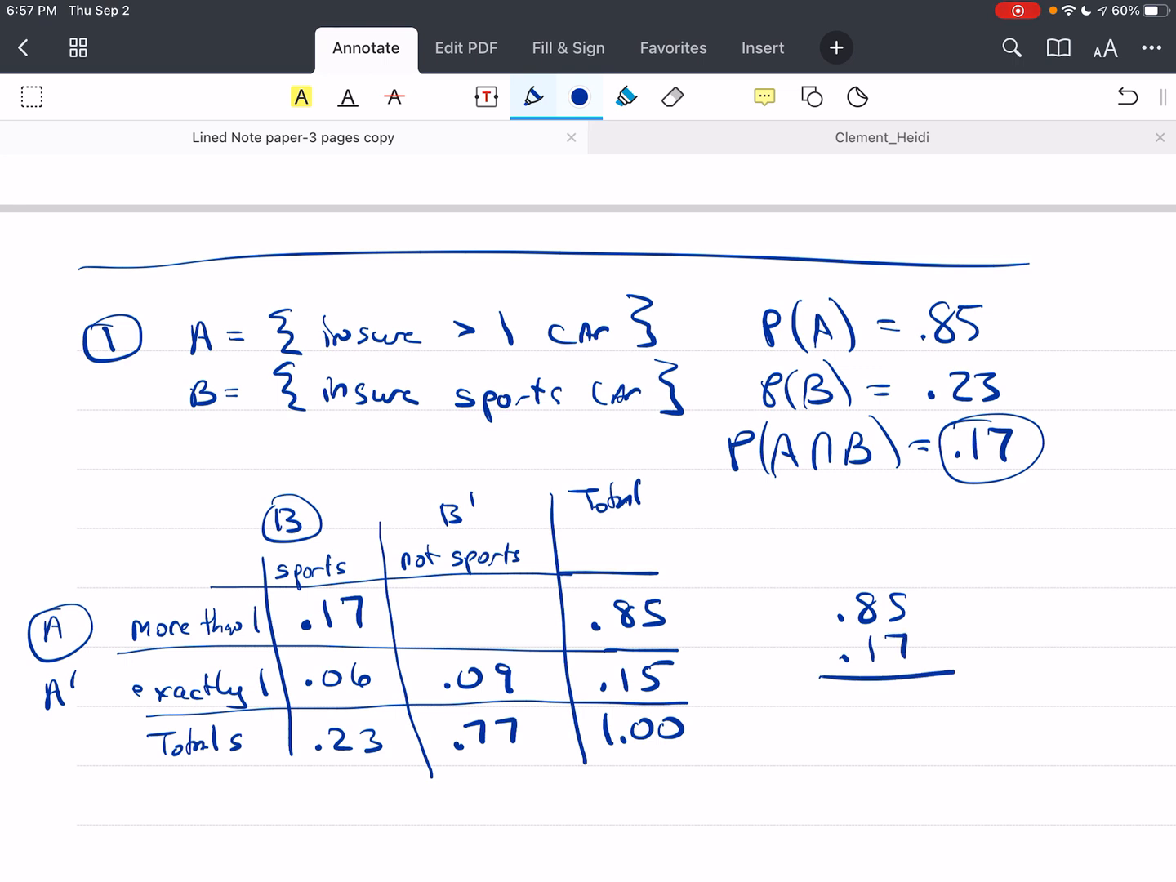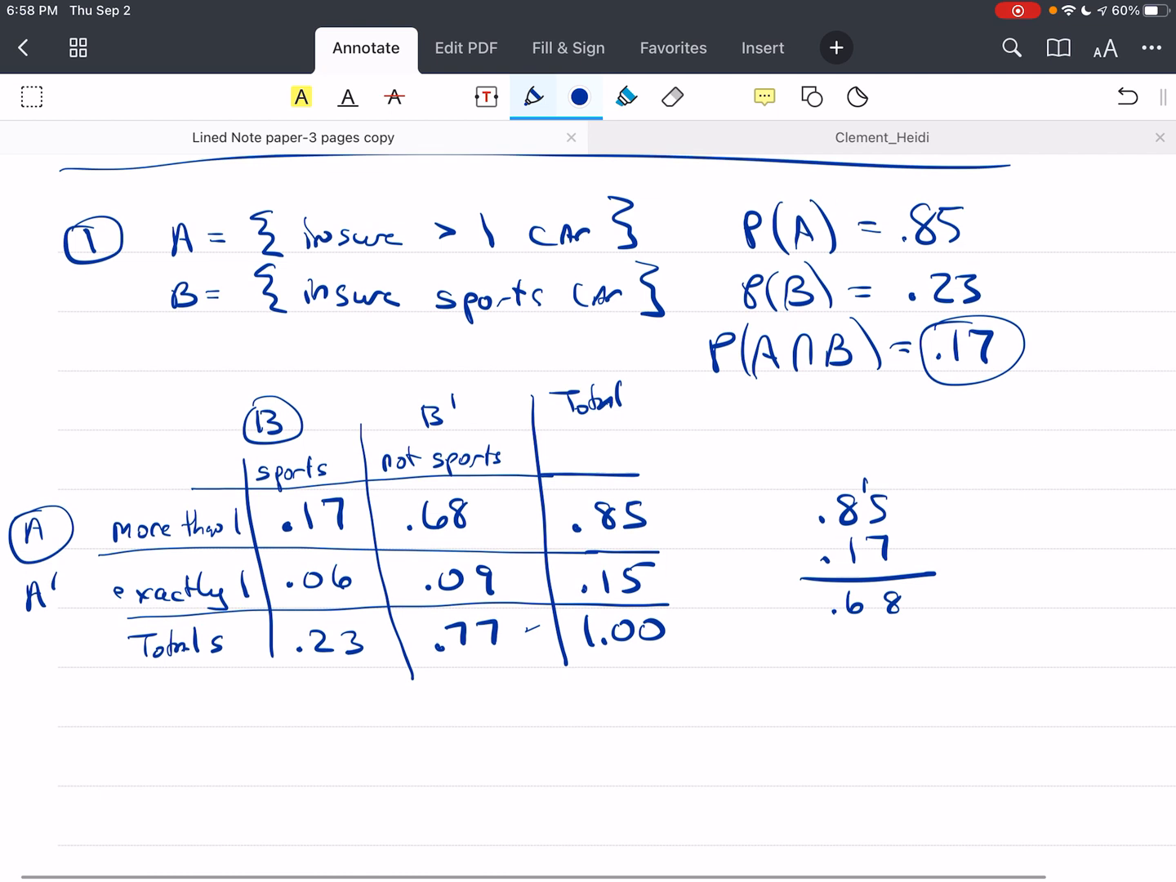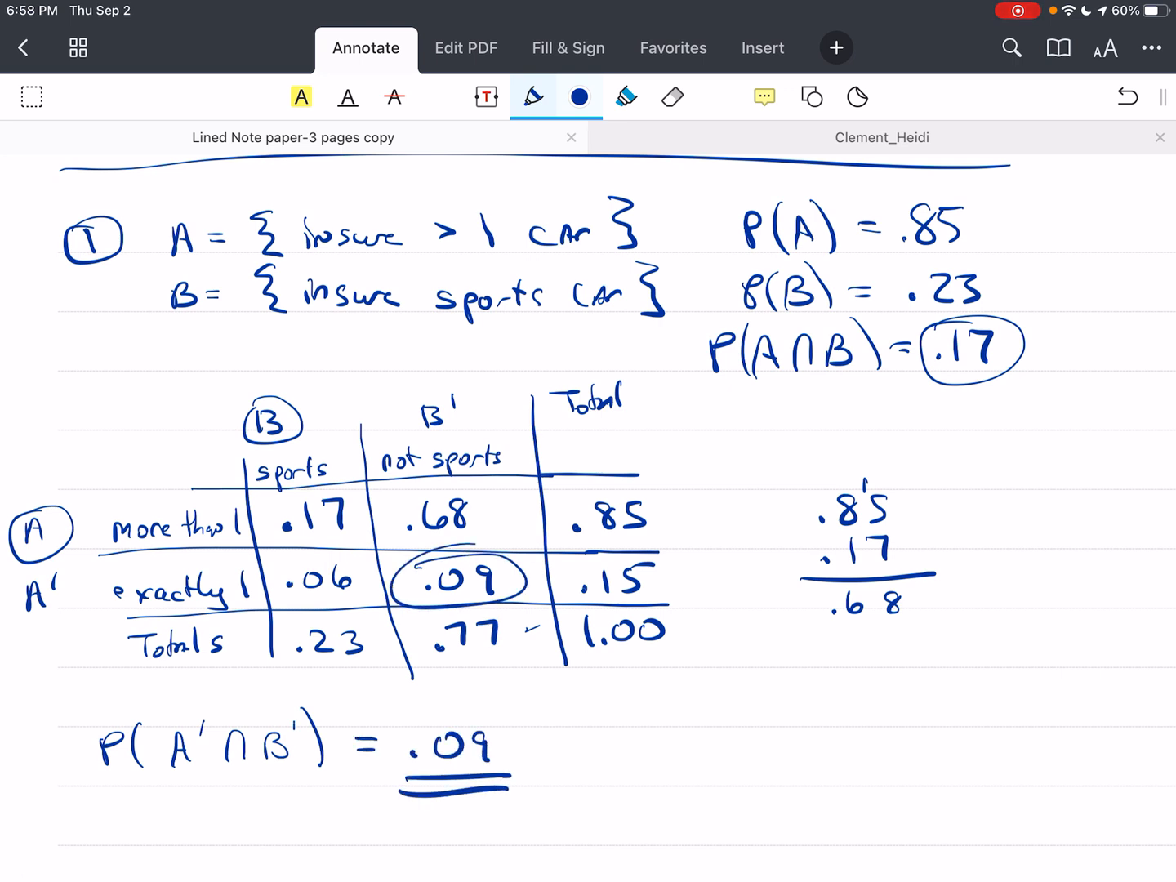So that's going to be 15, that's 8. 7 minus 1 is 6. 0.68 here. And so 0.68 and 0.09 is 0.77, so that adds up. And 0.06, yeah, so everything adds up. And we wanted the probability of not A and not B, and we can just look right at the table to see it's right here.